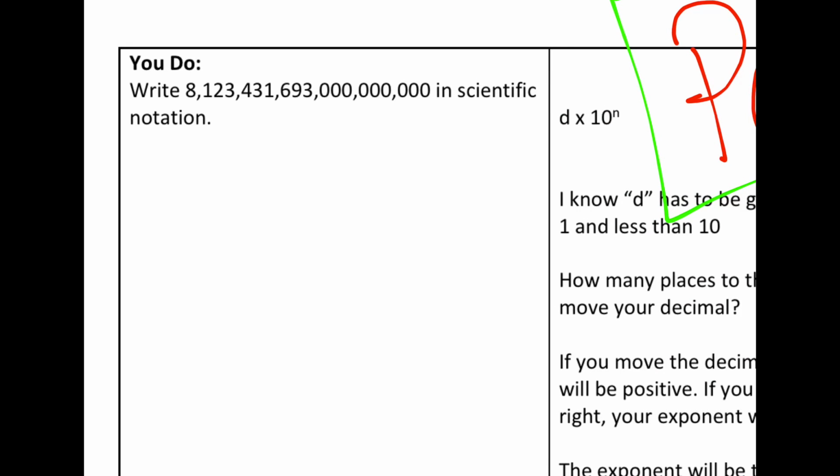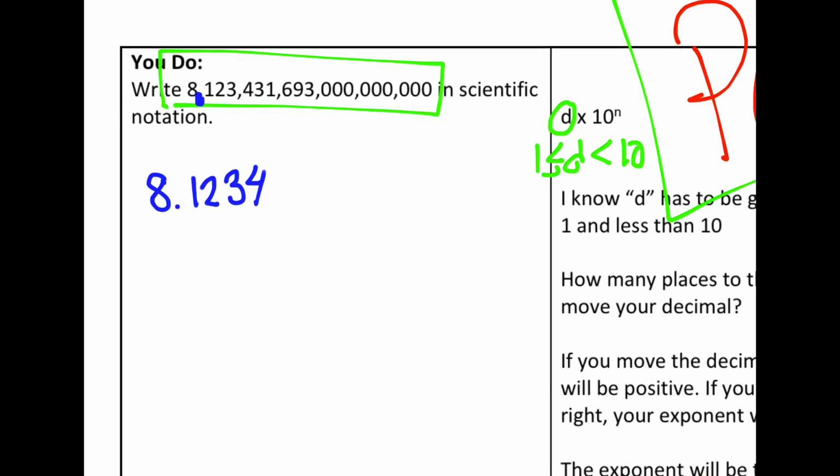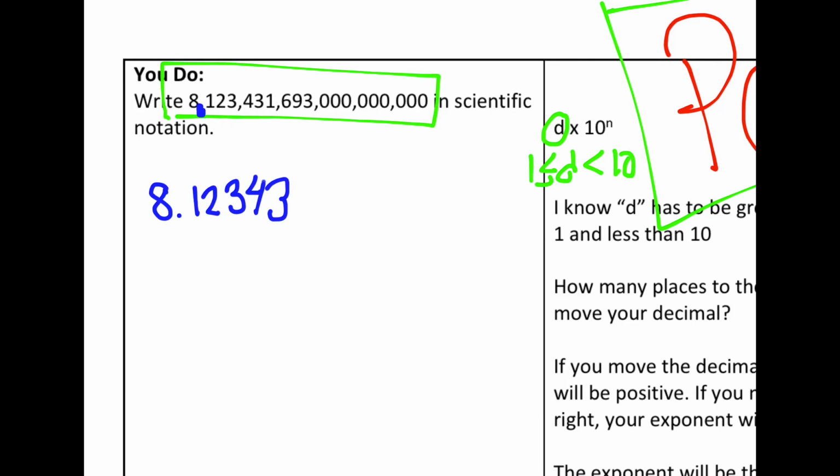We need to write this number in scientific notation. That means my d value has to be greater than or equal to 1 and less than 10. Now this number here is most certainly well bigger than 10, so I have to move my decimal place all the way to here. That means my d is going to be 8.123431693.